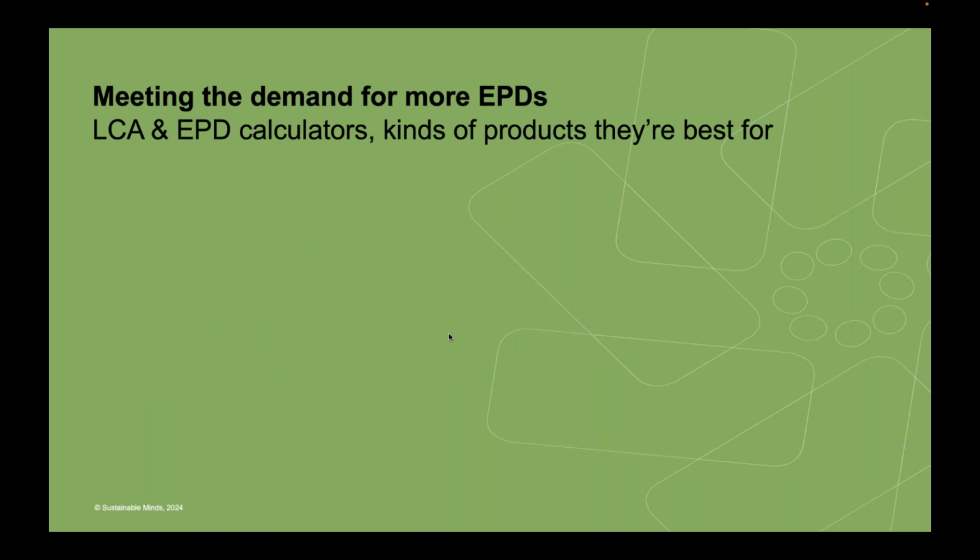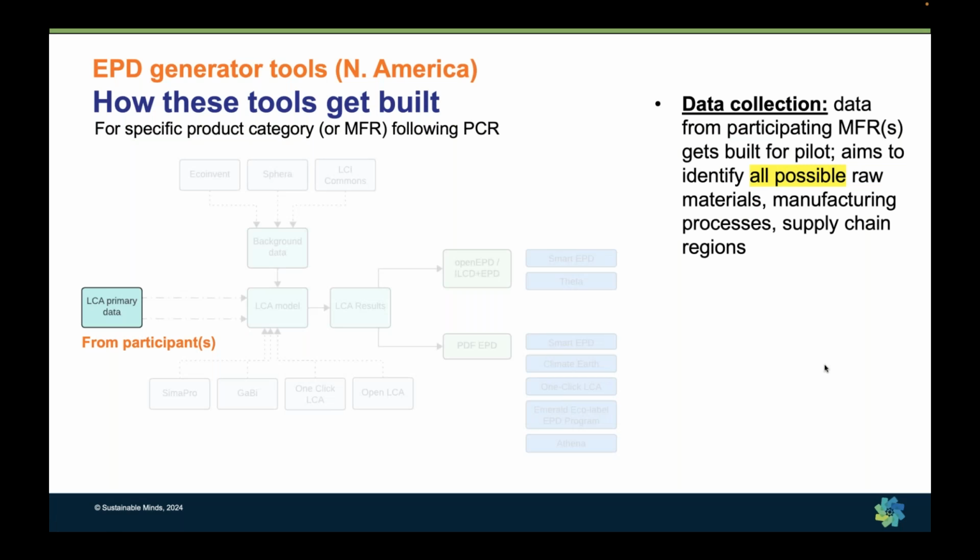So let's talk a little bit about what's coming down the pike that you're hearing more about, LCA and EPD calculators. And Kim, I'm going to throw it over to you. Sure. So like any project, really the first step in building an EPD generator tool is to identify the scope. So what kinds of products will the tool be created for? Which PCR will it follow? And so typically tools are built for a specific product or product category or for a specific manufacturer.